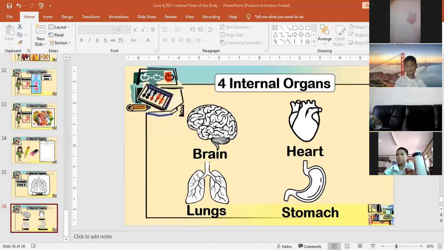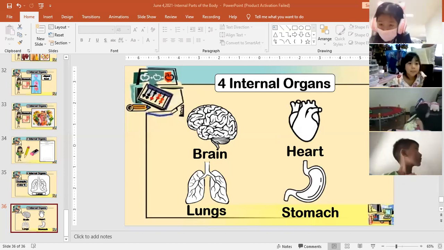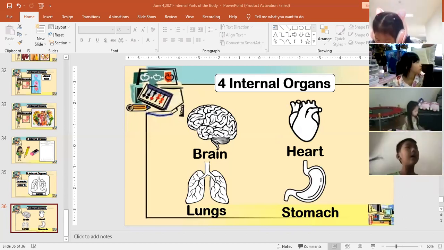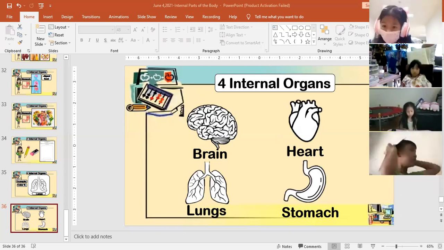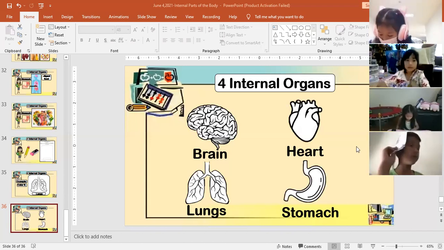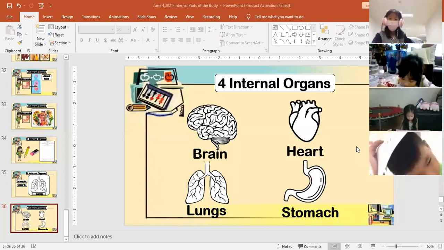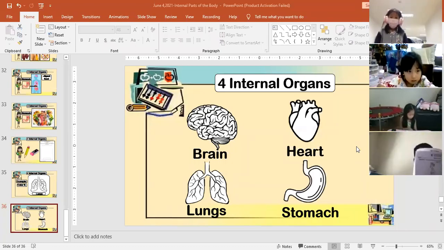If you are finished, don't forget to write your name and number. Did you write your name and number? Teacher, I don't know number. Don't know number. Just write your name. Write your nickname.